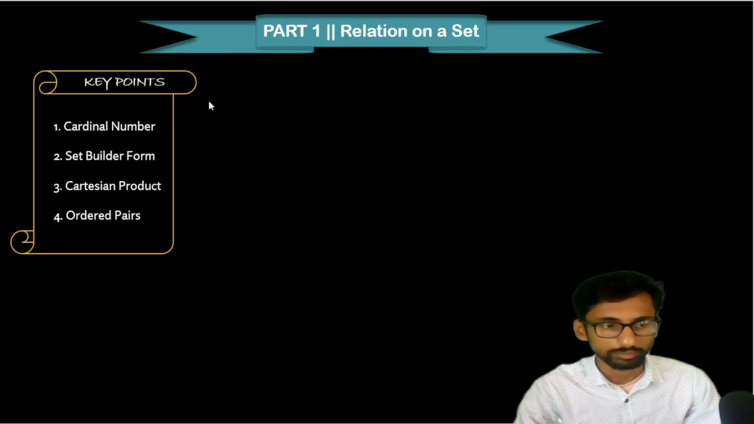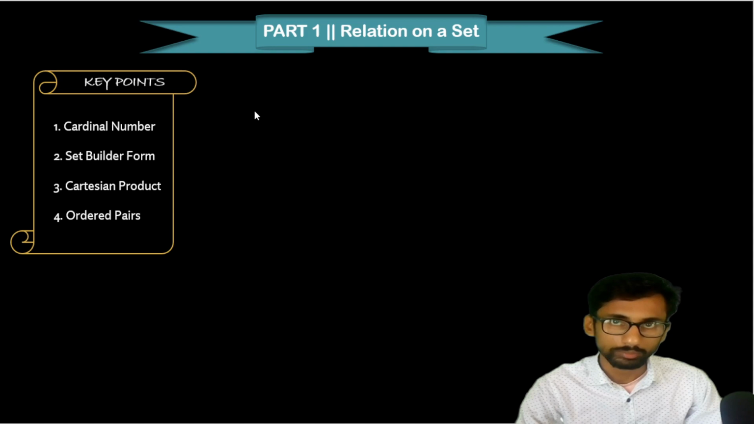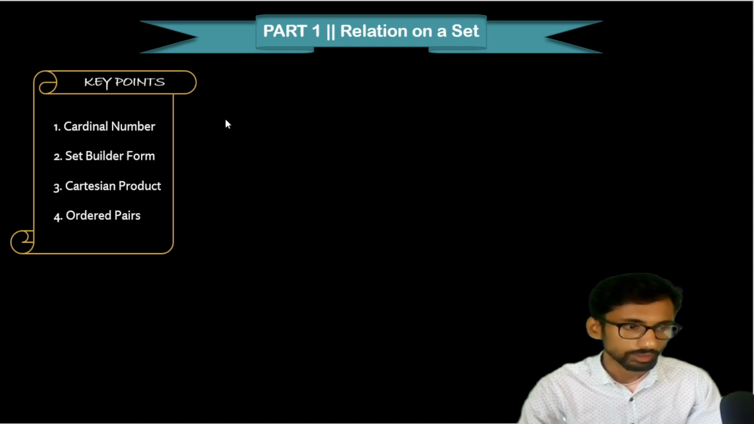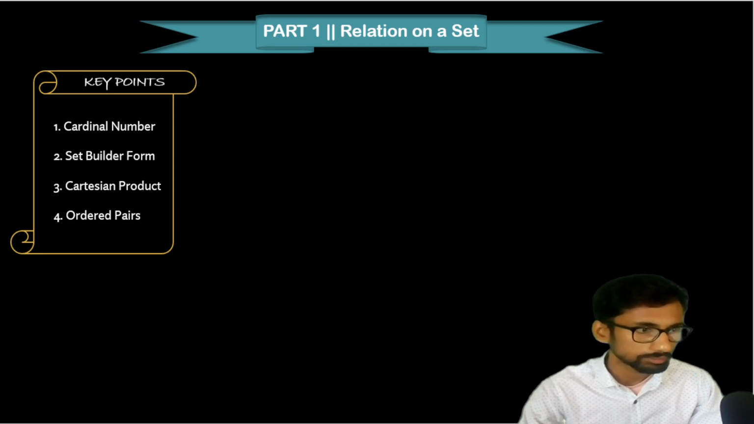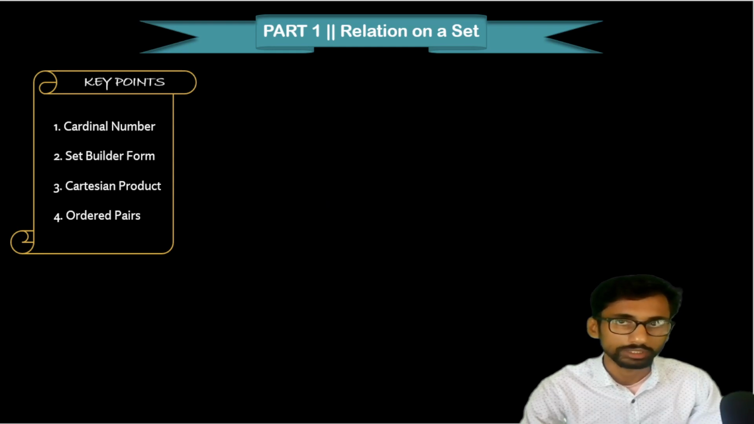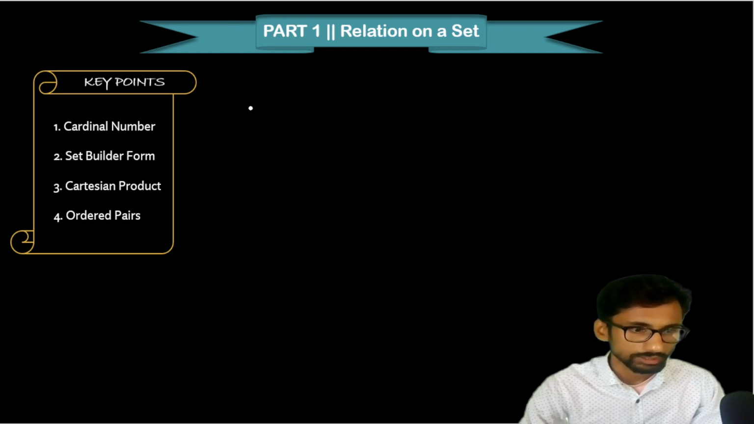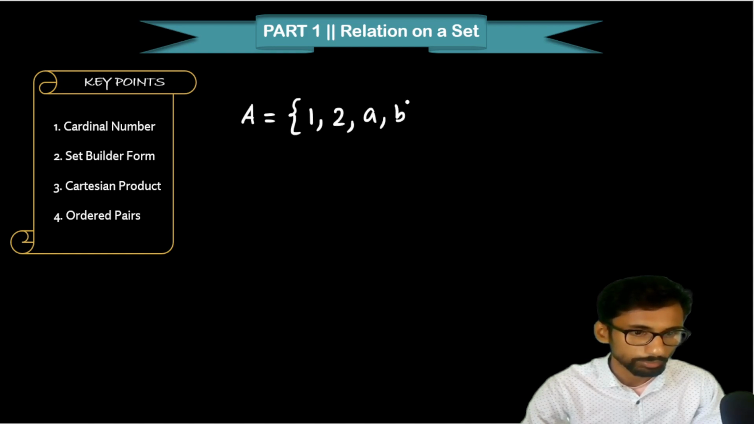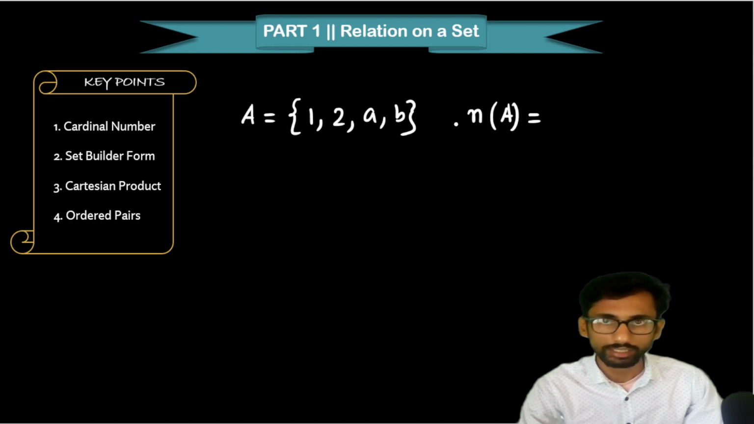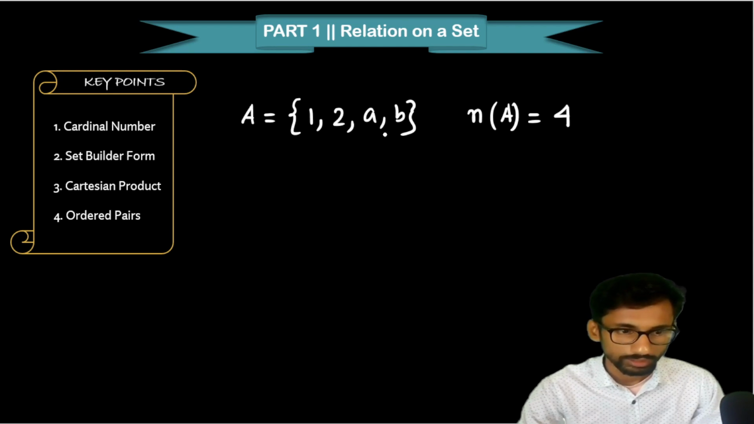In part 1, before going straight into a relation on a particular set, we must have the idea of these 4 basic terms about set algebra. First, cardinal number. Cardinal number is nothing but the number of elements in a particular set. Suppose a set, for example, is given by A = {1, 2, a, b}. Then n(A), that is the cardinal number, is 4 in this case. So cardinal number is simply the total number of elements in a particular set.